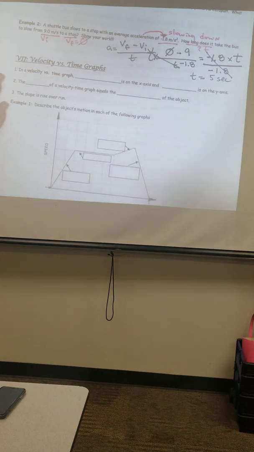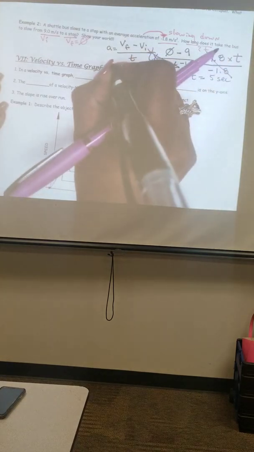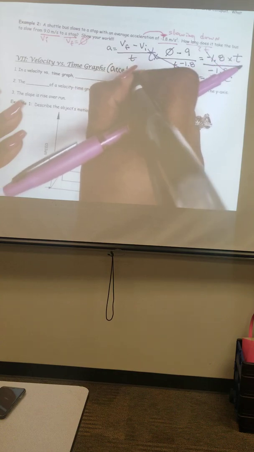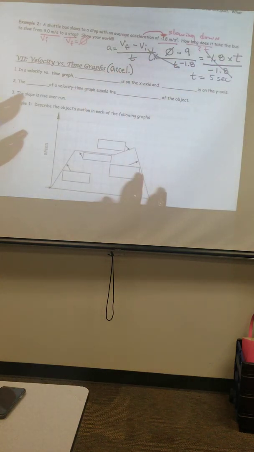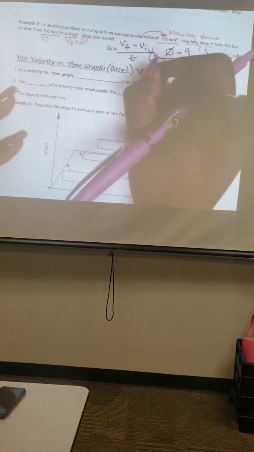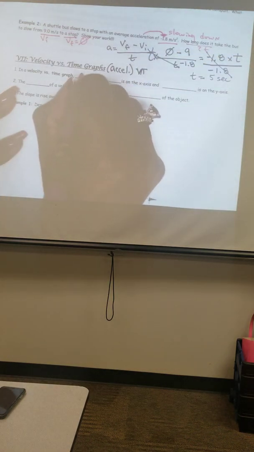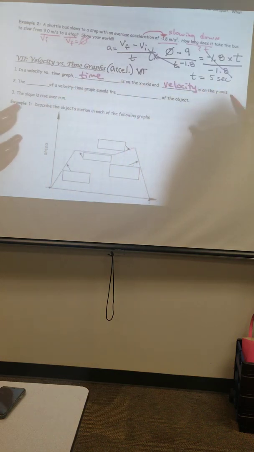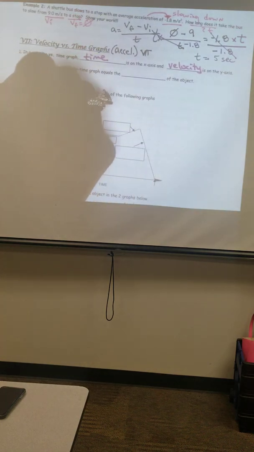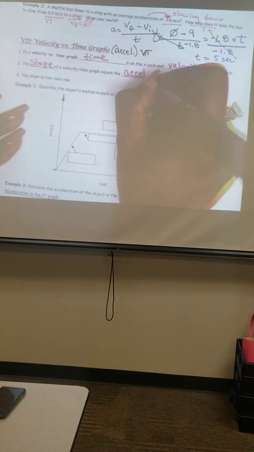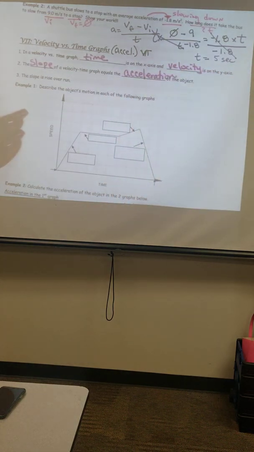In a velocity versus time graph, which actually talks about the acceleration of an object, which is also called a VT graph. Remember the other one was a DT, this is the VT. Time is on the x-axis, velocity is on the y-axis. The slope of the VT graph equals the acceleration of the object.